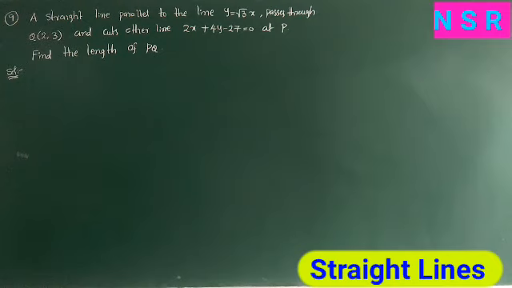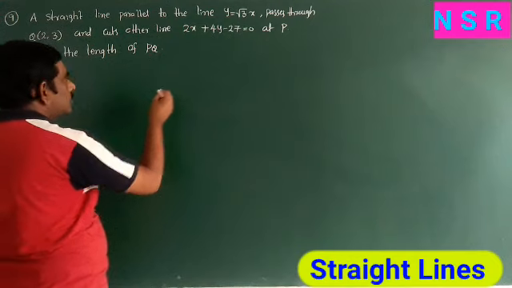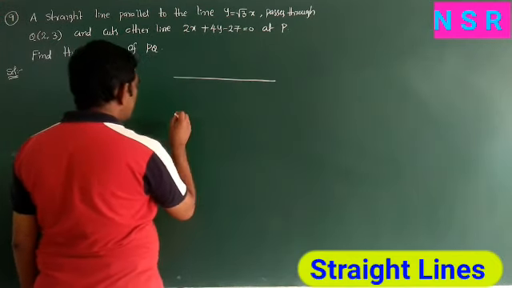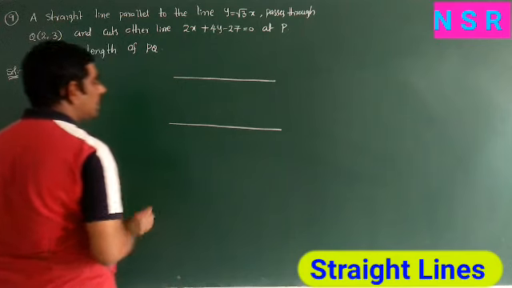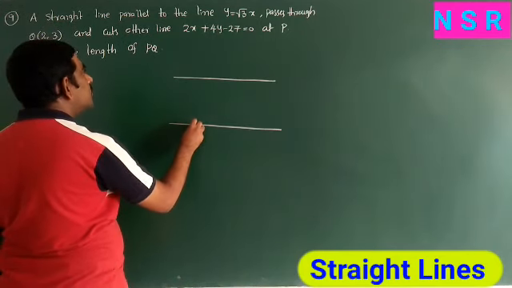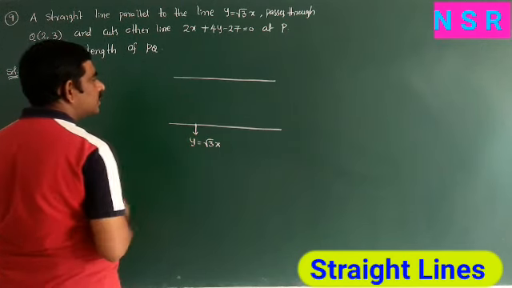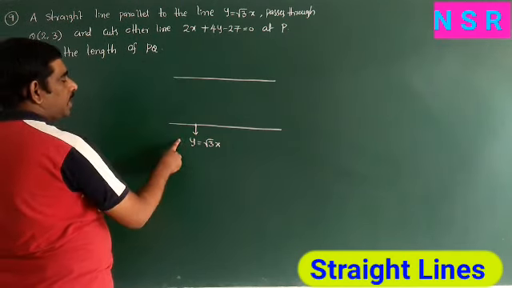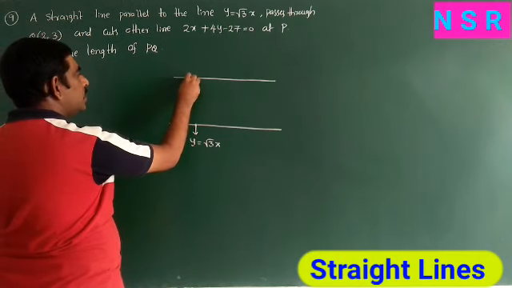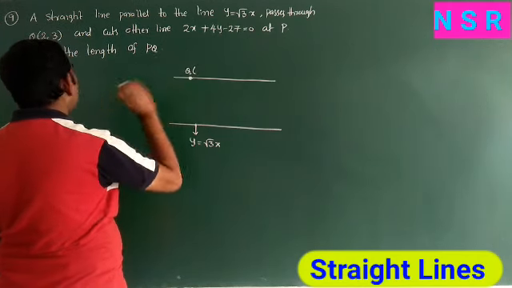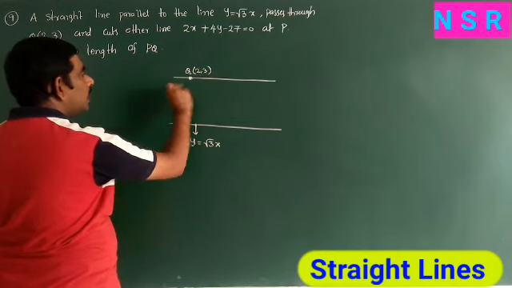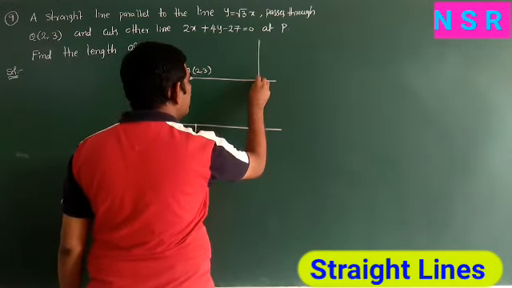So next, question number 9. A straight line parallel to the line y equal to root 3x passes through Q (2, 3) and cuts the other line at P. Find the length of PQ. So this is a straight line and this straight line is parallel to another line. This line equation is given here, y equal to root 3x. A straight line is parallel to y equal to root 3x and the straight line passes through the point Q, which is (2, 3), and this line cuts the other line at P.